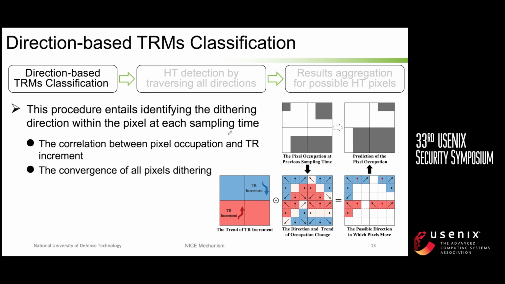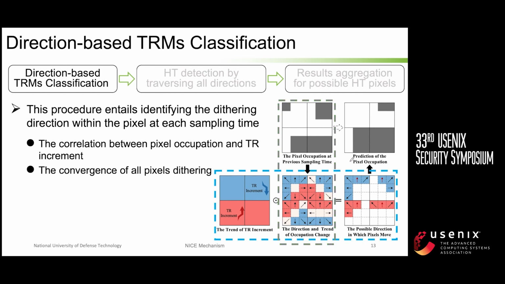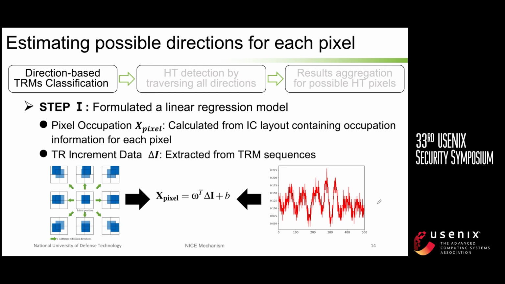So here's an example. By looking at the IC layout, we can see whether pixel occupation is increasing or decreasing in each vibration direction. Then by calculating the change in TR between sampling times, we can estimate the possible dithering direction. Finally, by analyzing the convergence of all pixels dithering, we can identify the vibration direction across the entire TRM. So to ascertain the trend of pixel occupation, we developed a linear regression model to delineate the relationship between pixel occupation and TR increments.